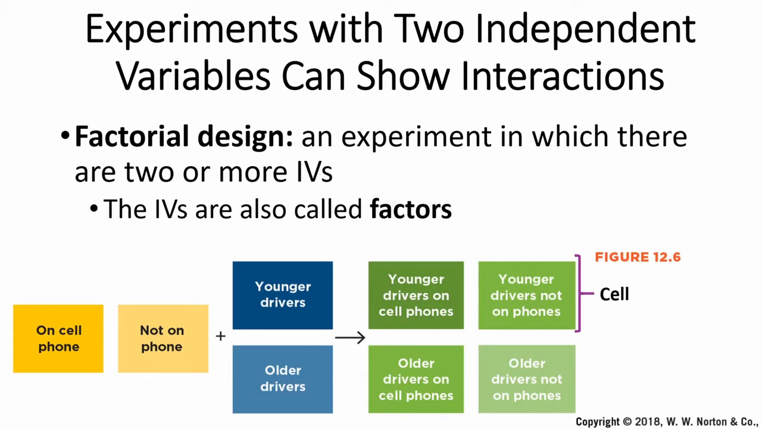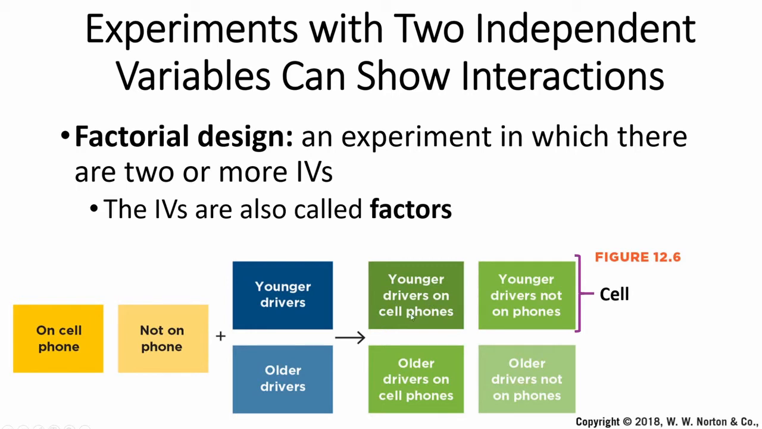Now, to clarify what that means, we can look at our cell phone example, where we had on a cell phone versus not on a cell phone, and then they introduced that second independent variable of driver age, young and old. So you can set this up by crossing those levels, those 2 by 2, to get us a grid basically set up here with 4 different cells. And each cell is a unique combination of conditions.